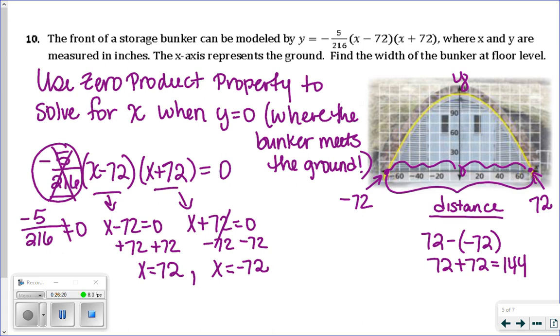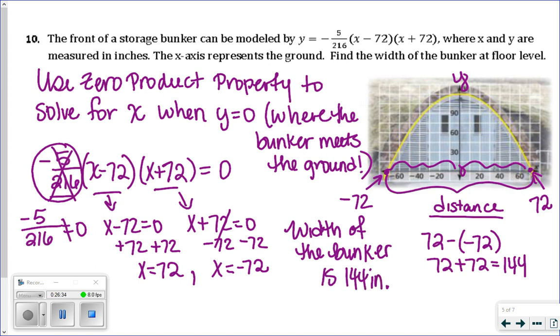So the final answer here is the width of the bunker at the floor is 144 inches. Okay, yeah, so it's 144 inches, because that's the distance from negative 72 to positive 72, but because those are the x-intercepts, which are the solutions to the equation. All right, so that's 144.